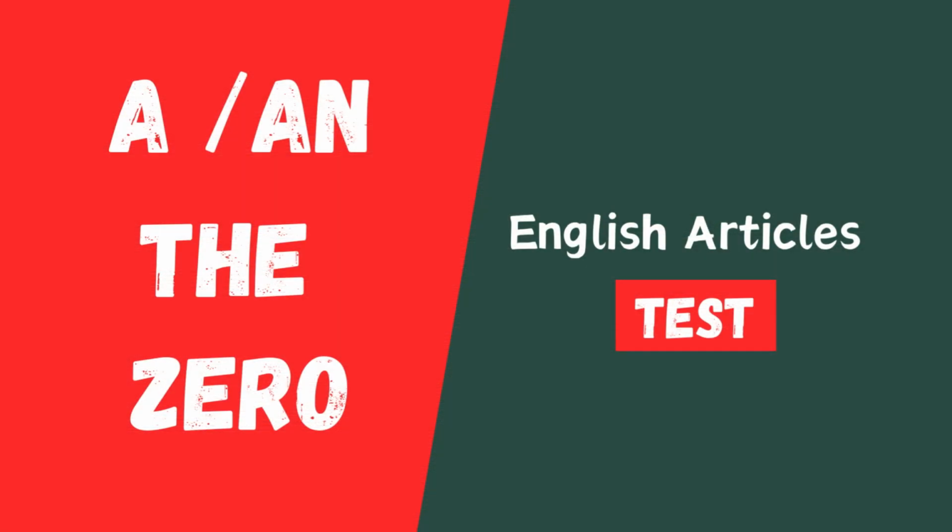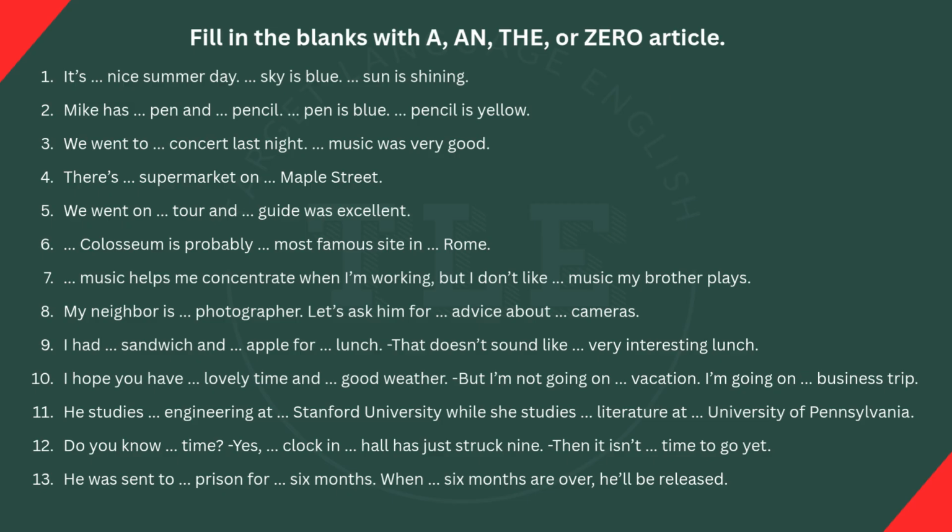Today we're going to practice English articles a, an, the, and the zero article. You can pause the video and try to do the examples on your own, and then we'll do it together. Let's get started. Fill in the blanks with a, an, the, or zero article. Let's start with the first example.